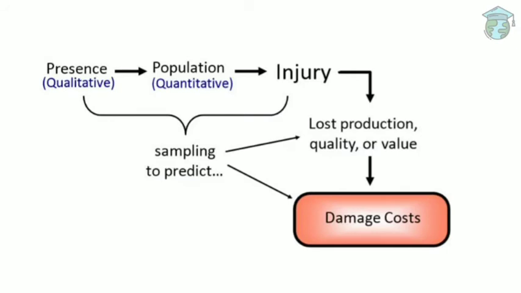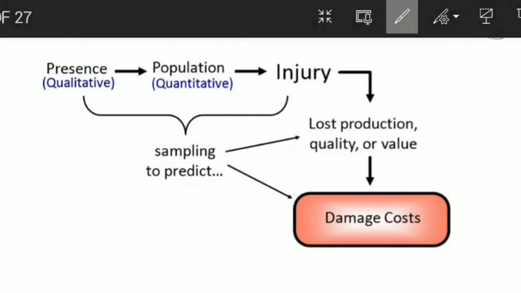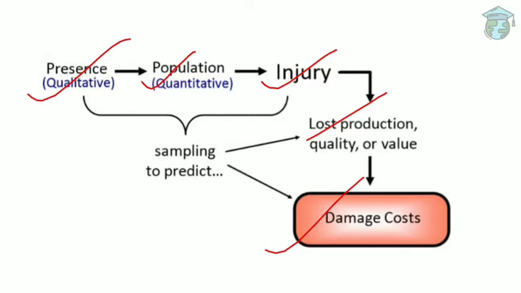Next is, why do we do sampling? Basically, we do sampling to know the presence of the pest. Presence is also called qualitative analysis of the pest, and then the population of the pest. If you know the presence of the pest, we'll know the population of the pest, meaning the quantitative. And also we can know the injury and the injury cost. If you know the injury, we will know the loss caused by the pest, the quality loss and the value loss, and also the damage cost. So this is why we do sampling. Sampling is helpful to predict the loss in production, quality or value, and the damage cost.